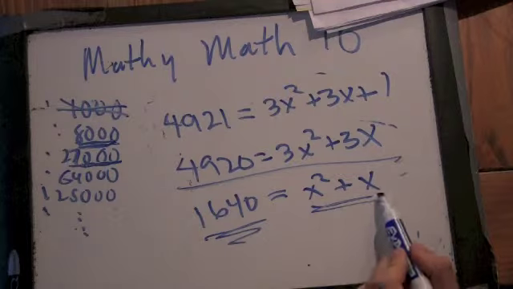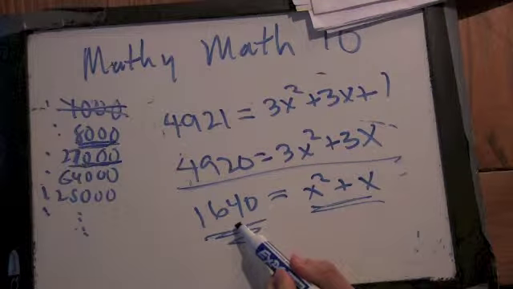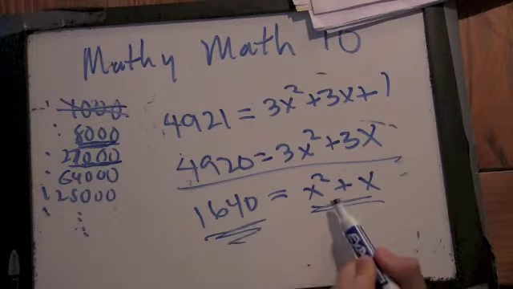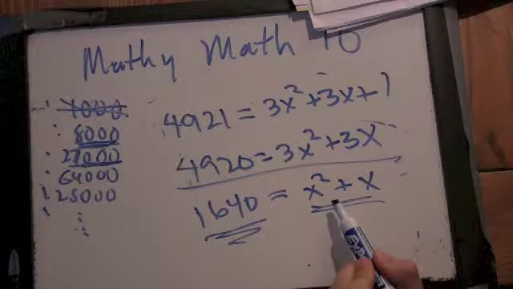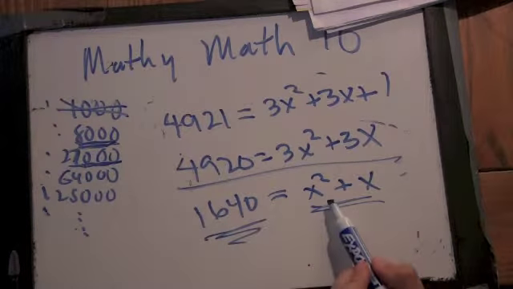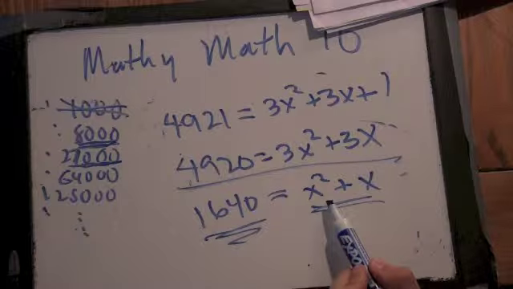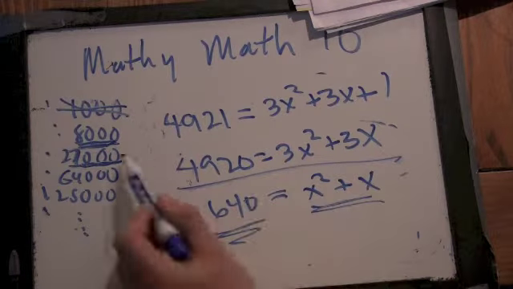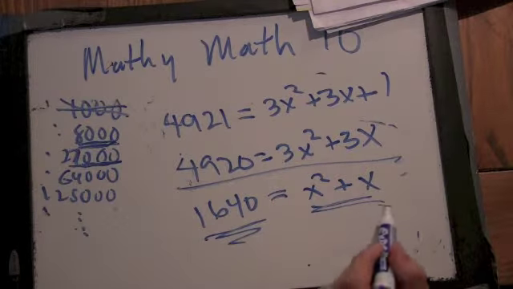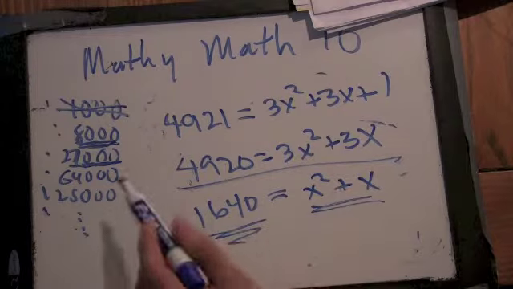Is 10 squared plus 10 equal to that? No. Okay. What about 20? No, that's too small. 30? No, still too small. 40? Well, now it's fine. See? And we could also have started in the middle or something like that. But now you can see right away that x is 40.